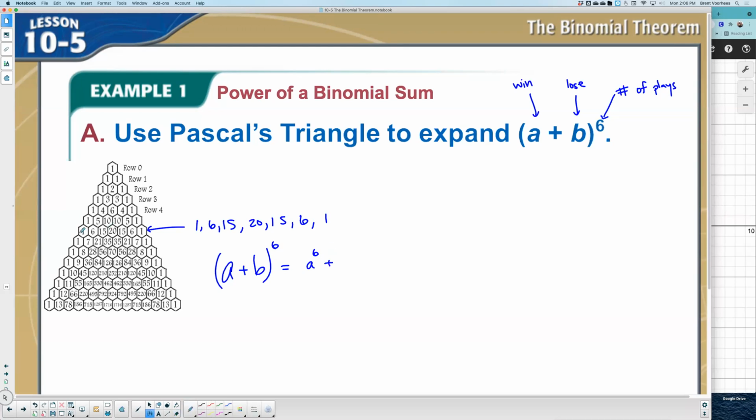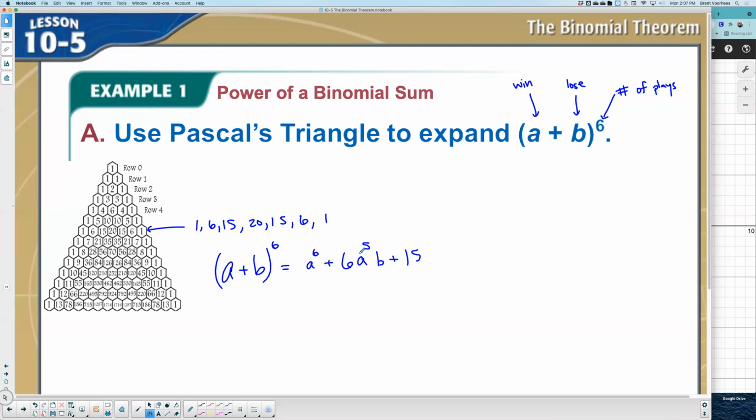Plus, you would have 6 A to the how many powers? 5. B to how many powers? 1. Because they have to add up to 6. Do I need to leave that 1 right there? No. So just write it as B. Plus, what comes after 6? 15. Which means you have one person who wins every time.